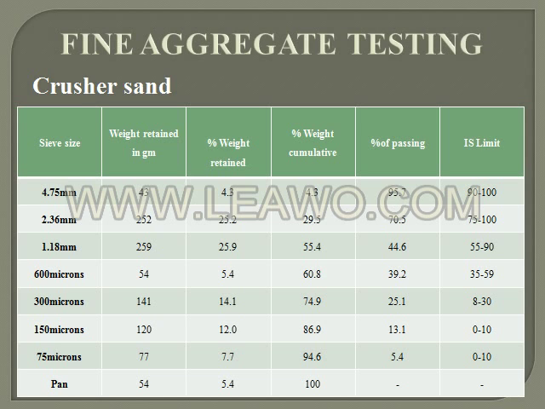The tabular column indicates the result of the sieve analysis. The tabular column consists of columns of sieve sizes, weight retained in grams in each sieve, percentage weight retained in each sieve, percentage cumulative weight, percentage passing in each sieve, then IS limits for which the zone of the sand is to be declared.